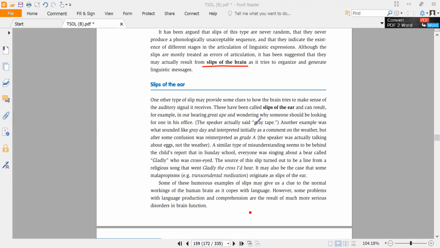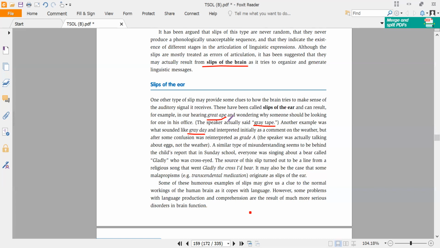Simple as that. Look at the example, gray tape. And the same is the case with this gray day, which was actually great day. A person once said great tape, but instead the hearer comprehended it as great app, instead of gray color tape. The person heard great app. So that is that kind of misperception.